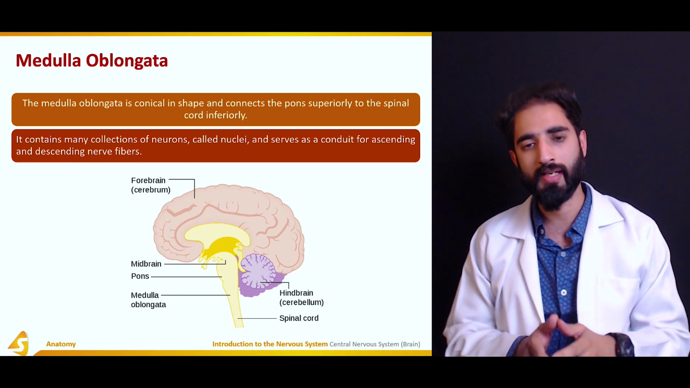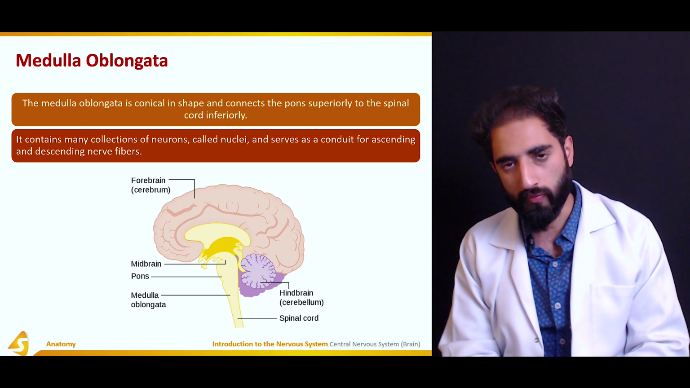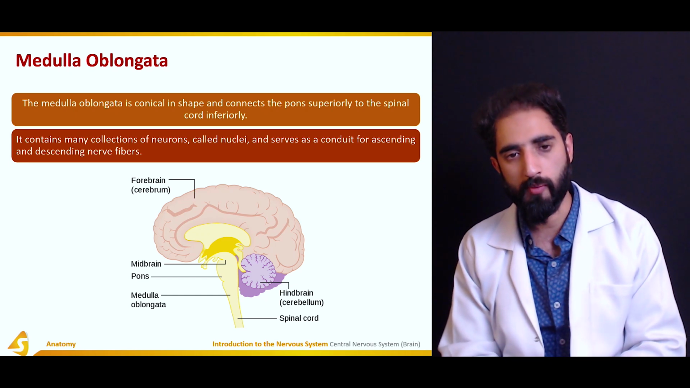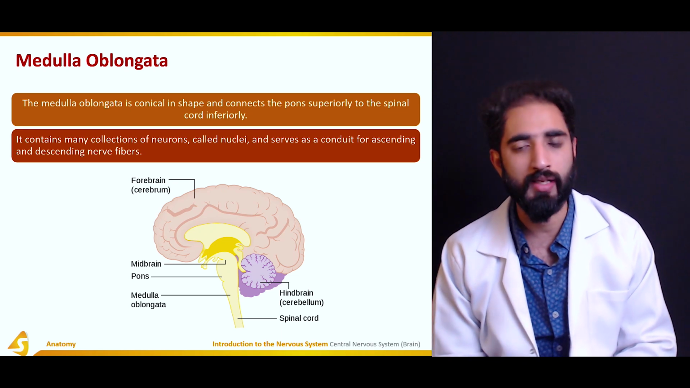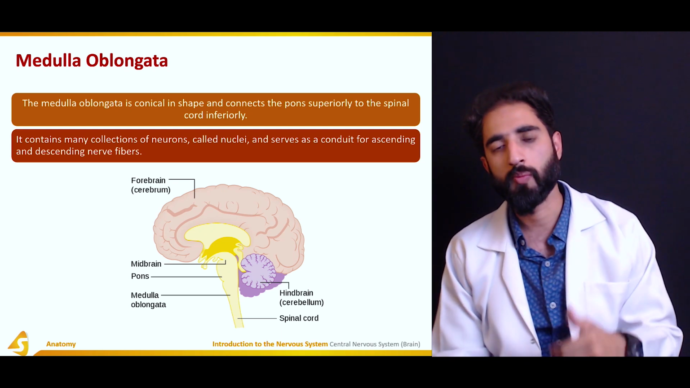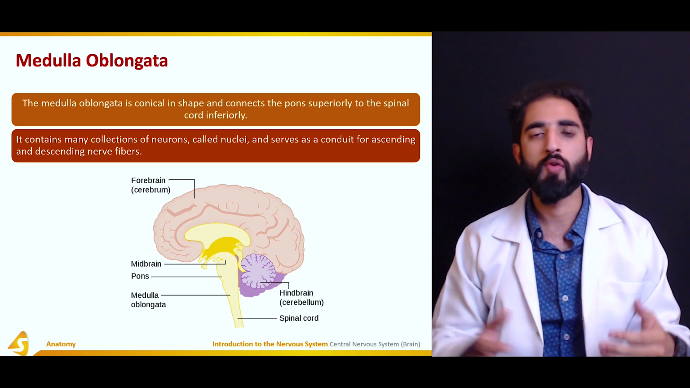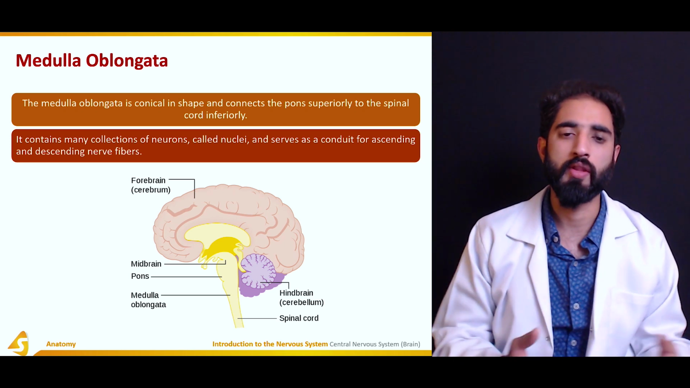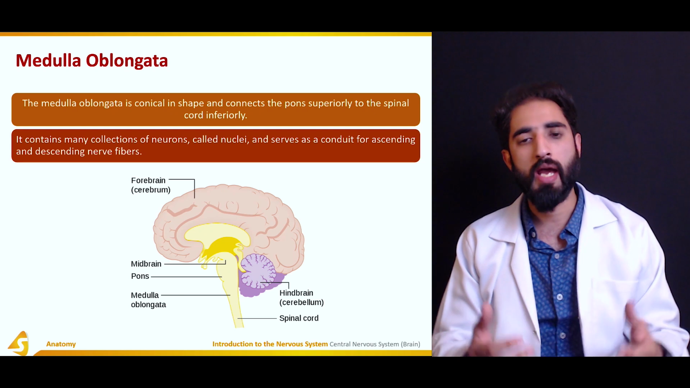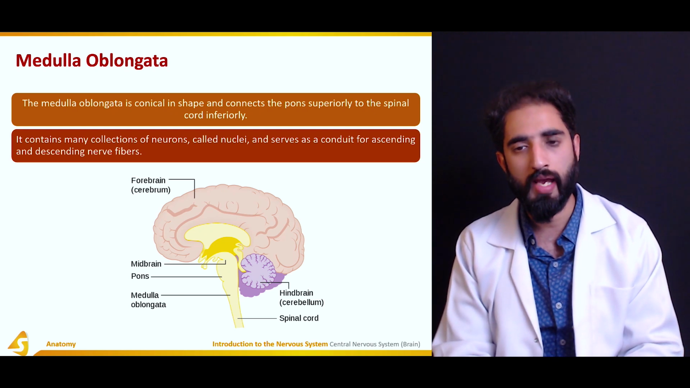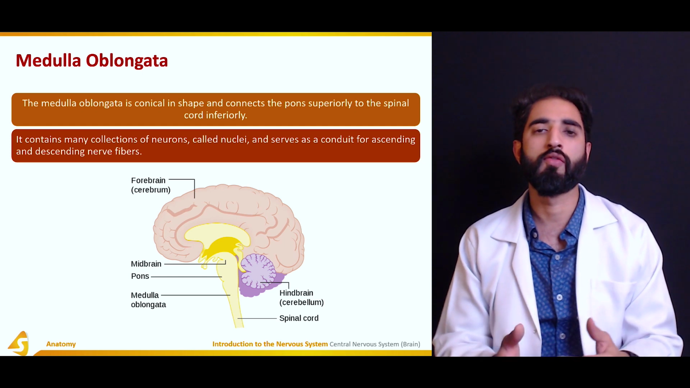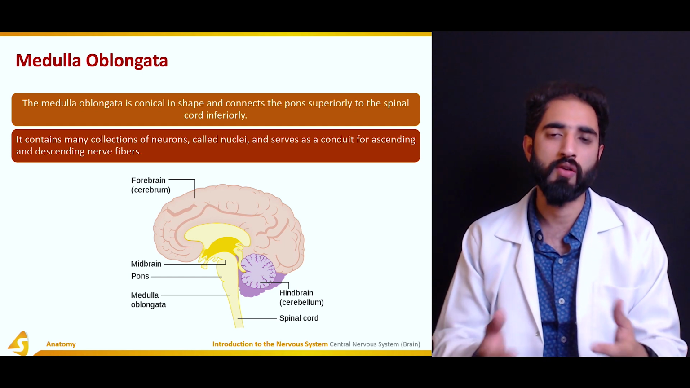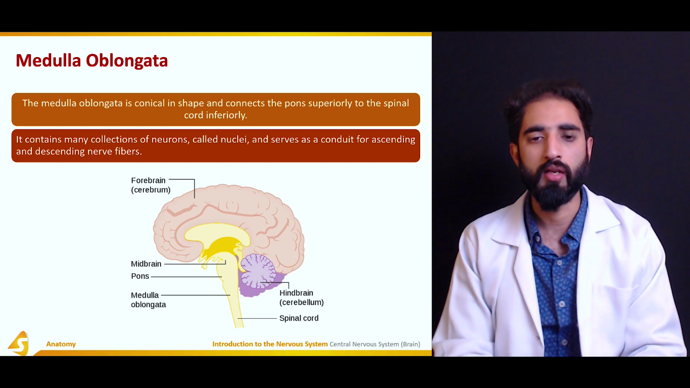So medulla oblongata is the distalmost part of the brain and the distalmost part of the hindbrain as well. The medulla oblongata is actually conical in shape and connects the pons superiorly to the spinal cord inferiorly, which is the other part of the central nervous system other than the brain. It contains many collections of neurons called nuclei and serves as a conduit or a passageway for ascending and descending nerve fibers from the ascending and descending tracts of the spinal cord and the brain.